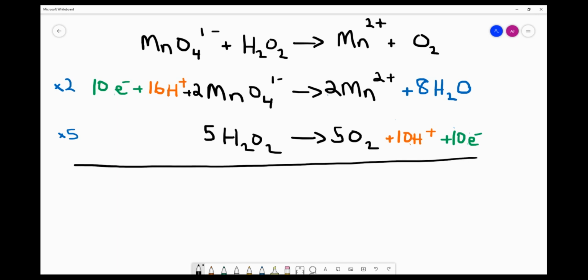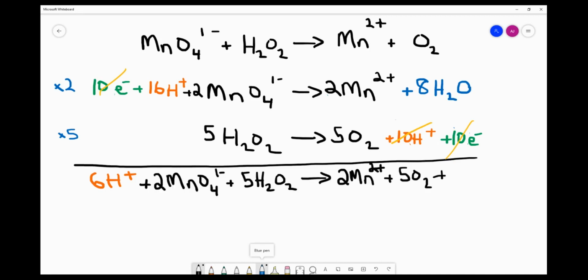In this point, we're going to cancel any spectators. So we'll start with the electrons here. On the reactant side, we have 10 electrons. On the product side, we have 10 electrons. So there's no net change in the electrons. On the reactant side, we have 16 hydrogen ions. On the product side, we have 10. So that means there's going to be 6 hydrogen ions as reactants. I'll write in my chemical substances, and all I'm left with now is 8 water molecules.